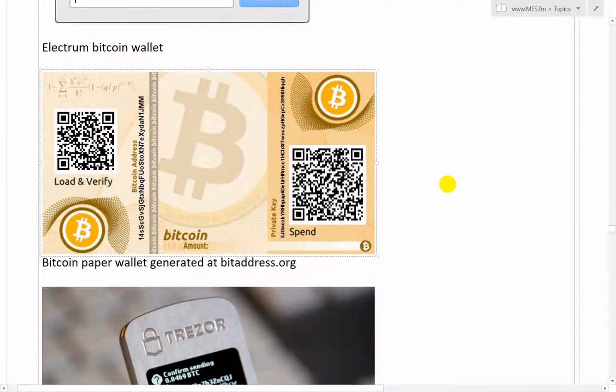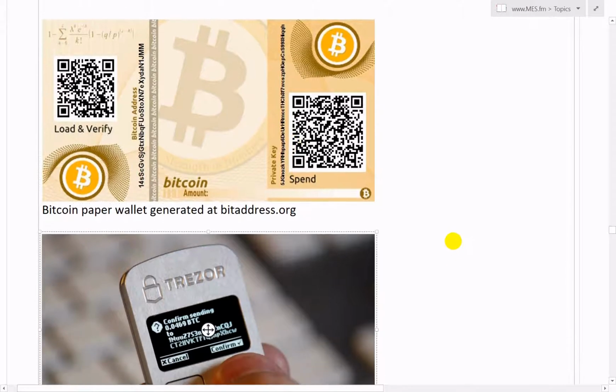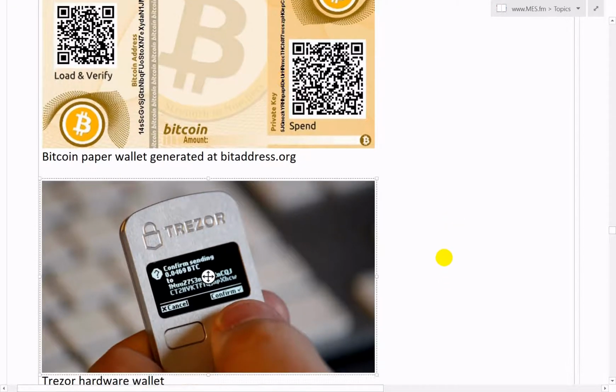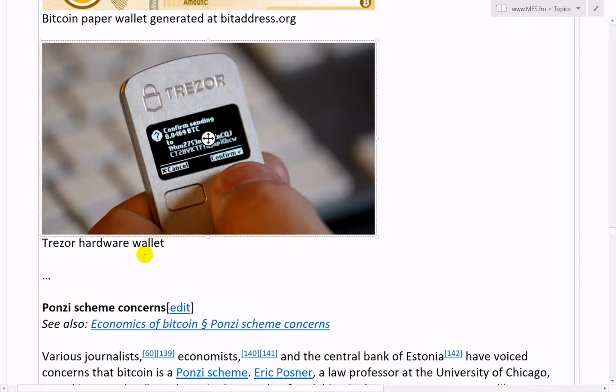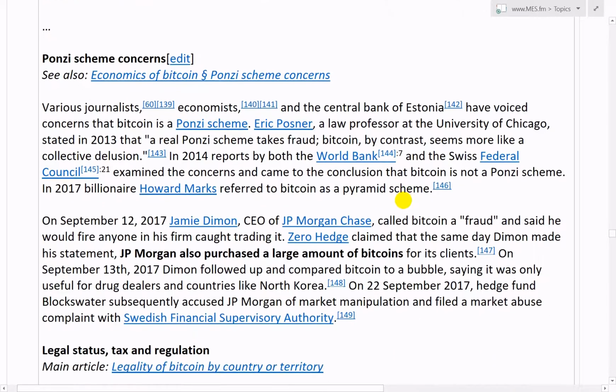And you could also have a paper one here, a Bitcoin paper wallet generated on bitaddress.org, and you could have it over there, and just paper, you could scan it and whatnot. There's your private key like that. And then the Trezor hardware wallet. Yes, you can get a physical one like that. So a lot of other stuff. And here are some Ponzi scheme concerns.